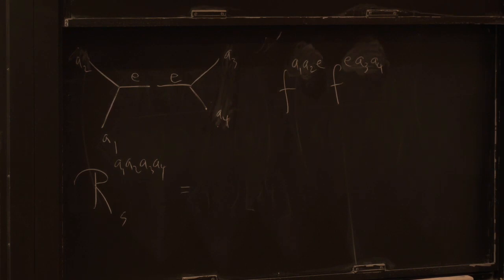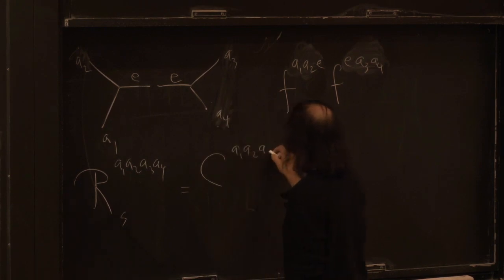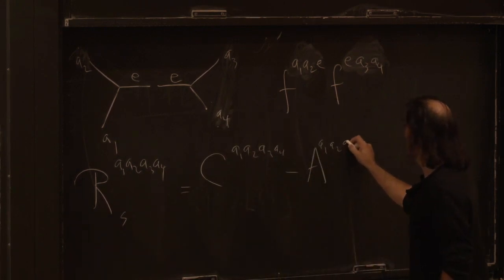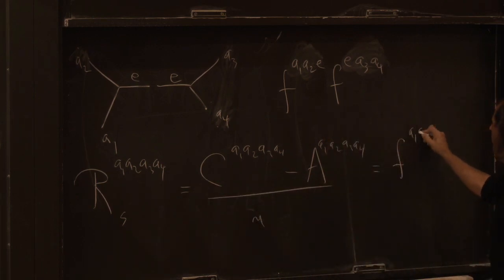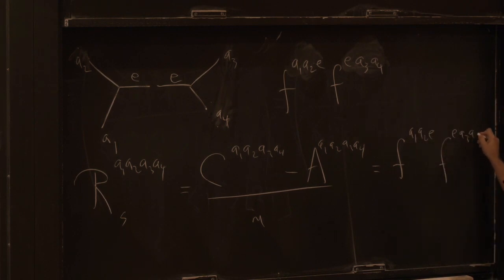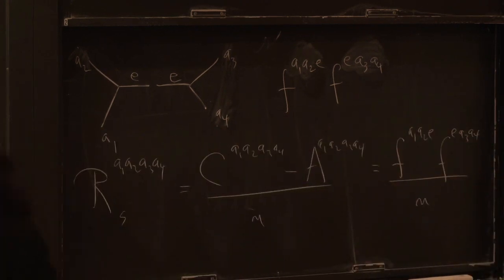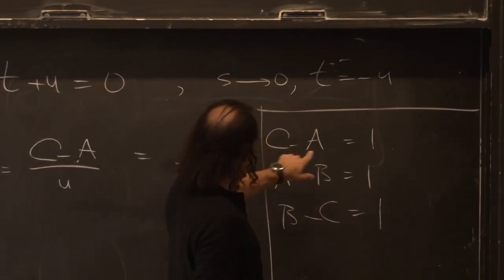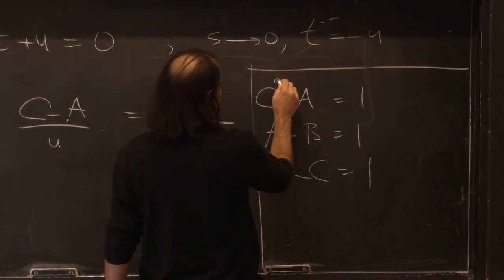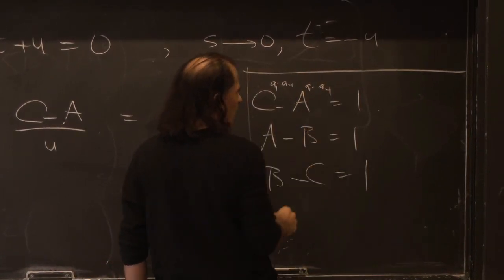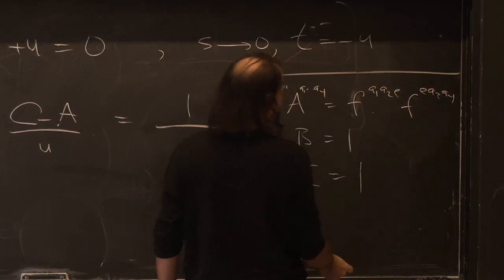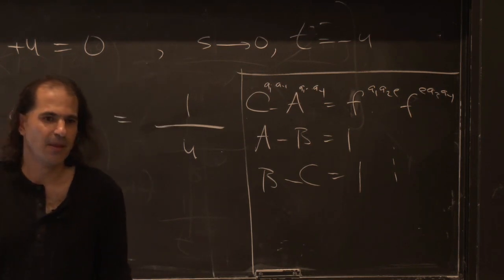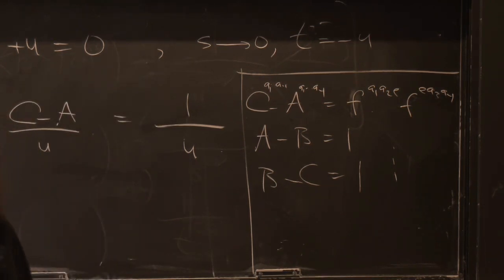So this would be C^A1A2A3A4 minus A^A1A2A3A4 over U, which should equal F^A1A2E F^EA3A4 over U. So it's exactly the same as our equations before, but now C and A have these four indices on them. Instead of having these formulas C minus A equals 1, we have something decorated with four A's with these indices, and on the right-hand side we have F^A1A2E F^EA3A4, and similar decoration for these other formulas. Okay, so now, can we solve these equations?